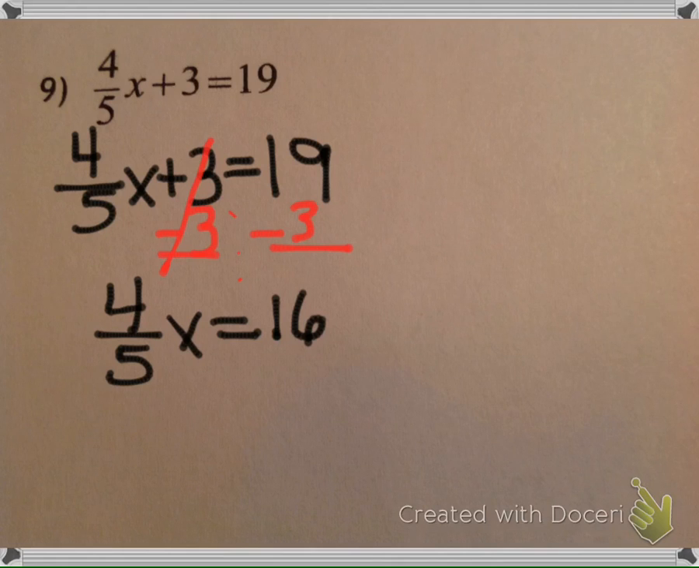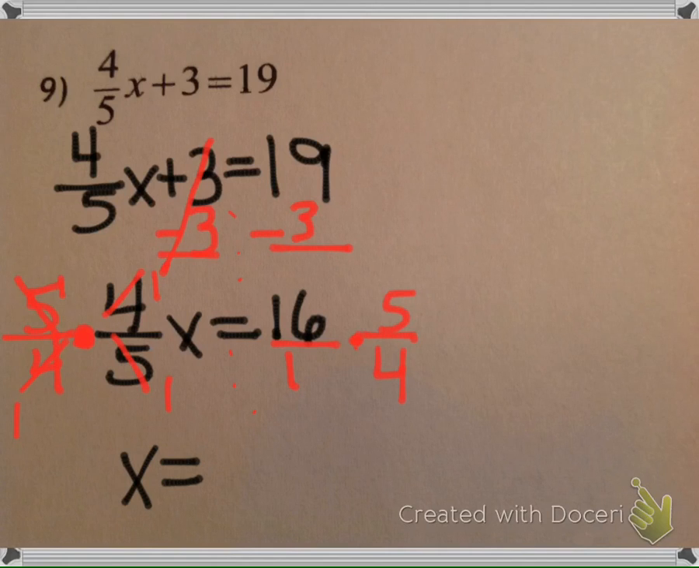Okay, now you need to get rid of the 4/5. So when you have a number next to a variable like that, that's multiplication. The inverse is division. But we don't divide fractions, we multiply by the reciprocal. So I'm going to multiply by 5/4. If I multiply by 5/4, what happens on that left-hand side of the equation? My 5's cross cancel, it'll be 1. My 4's cross cancel, it'll be 1. And there I am, I'm left with a 1x or just x.